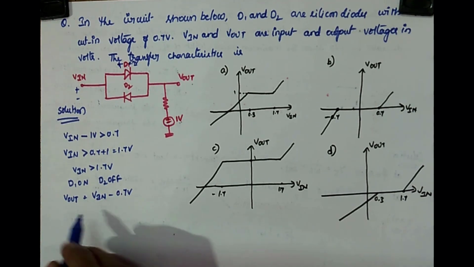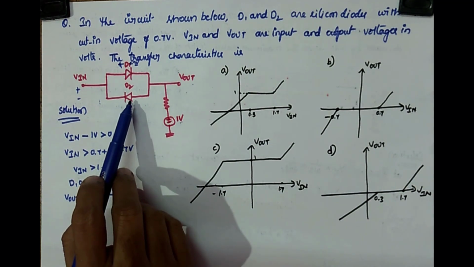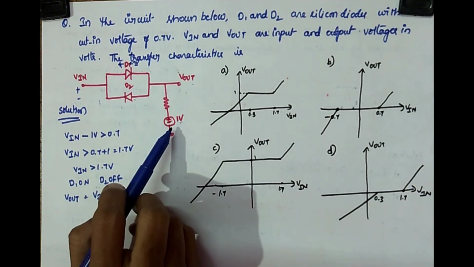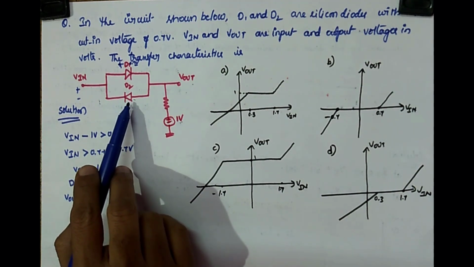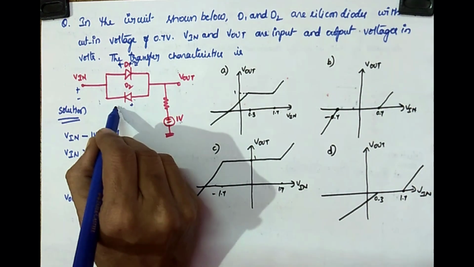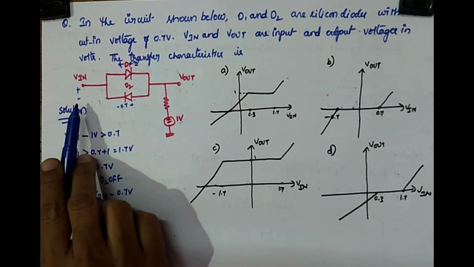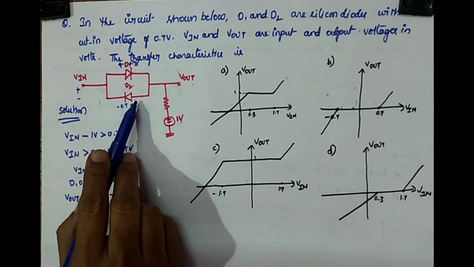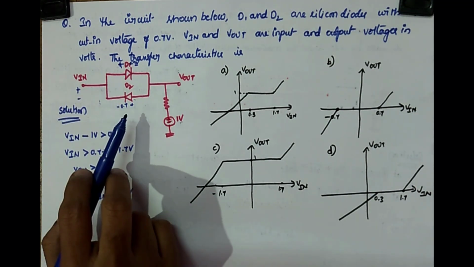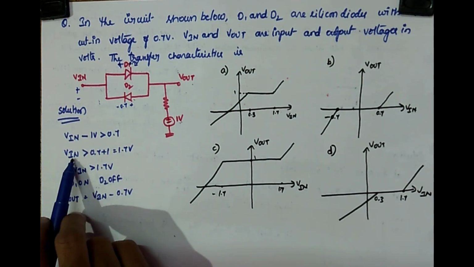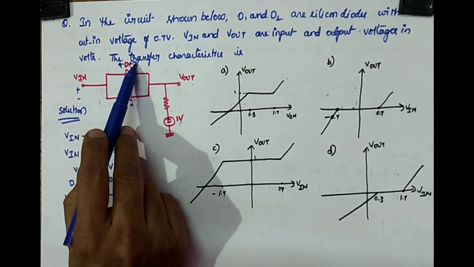Now I'll see the second one. I'll see how the diode D2 will be on. What is the D2 anode voltage? The anode voltage is 1 volt. Again this cut-in voltage is 0.7. This is the anode, this is the cathode. So how much do you have to apply? Again you have to go for anode voltage minus cathode voltage must be greater than 0.7. Like this condition: anode voltage Vin minus 1 volt must be greater than 0.7.